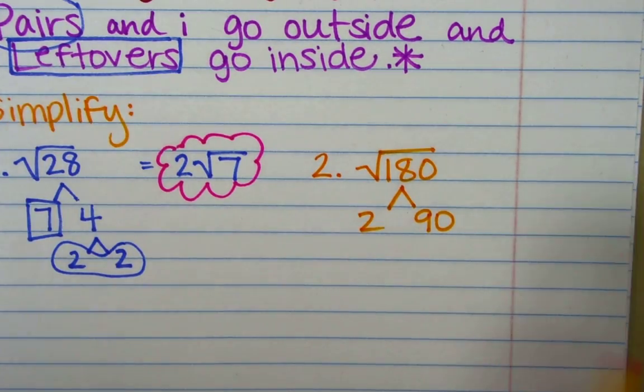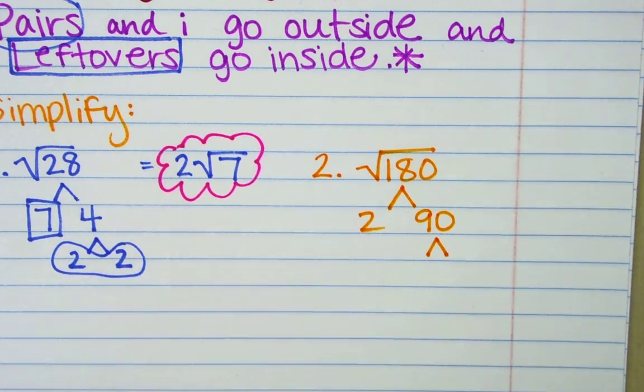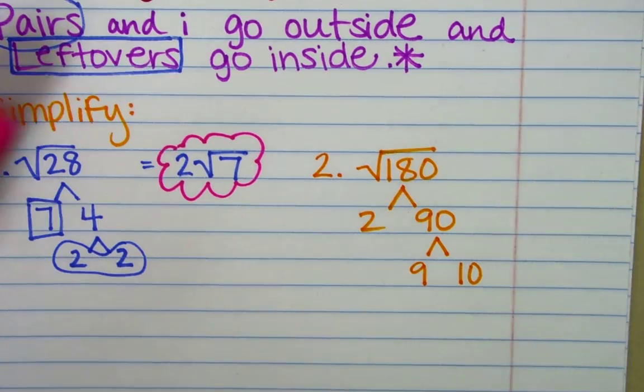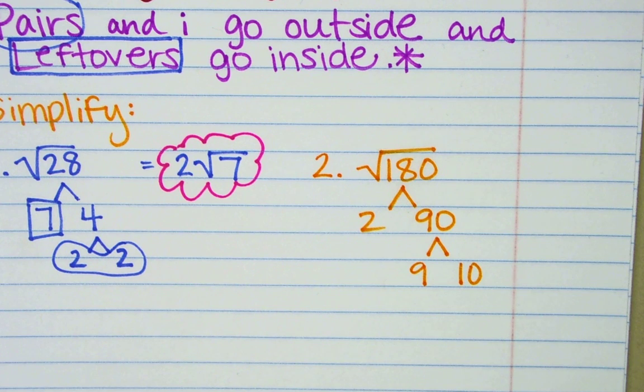Okay, 2 will be the end of that branch. Then we can still break down 90 further. 90 is what times what? 30 times 3, 9 times 10. All right, either of those will work. I'll do 9 times 10. Either way, you'll still get the same answer. The ends of your branches will still be the same.